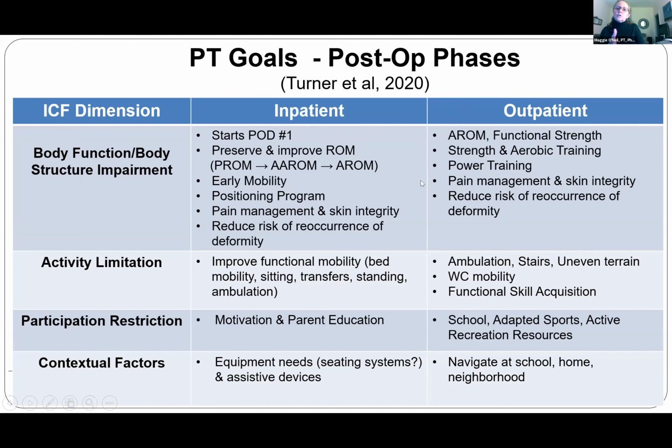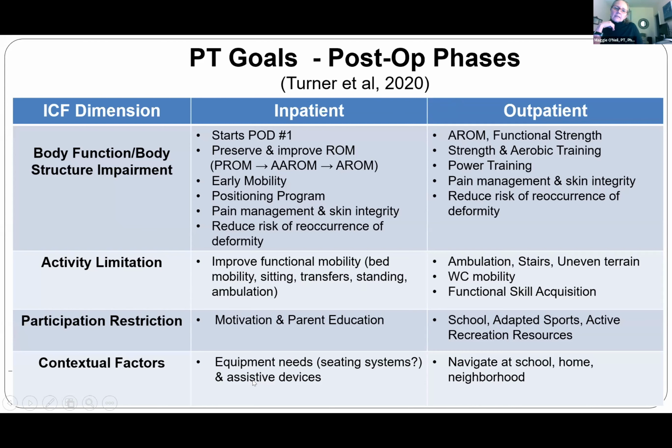But we see a gradual increase in terms of what we are doing vis-a-vis passive to active assist to active range of motion, to more active and functional strength in the outpatient phase. Obviously, as they get further away from the surgical date and precautions are reduced as the child improves in their performance and their outcomes, we can become more rigorous and dose more strongly, both on body function, structure, and activity limitation, with our goals being, again, to optimize activity and participation.